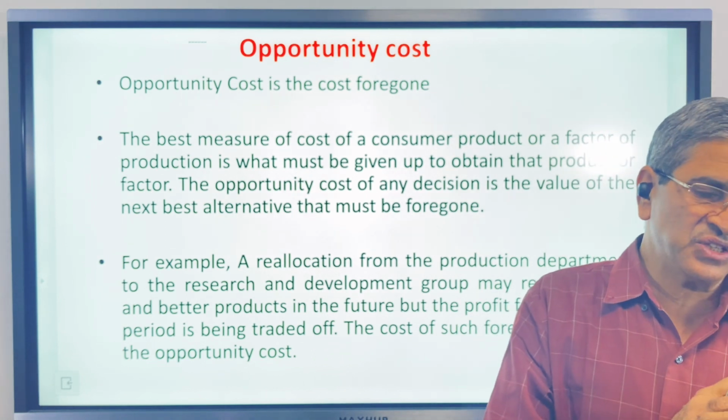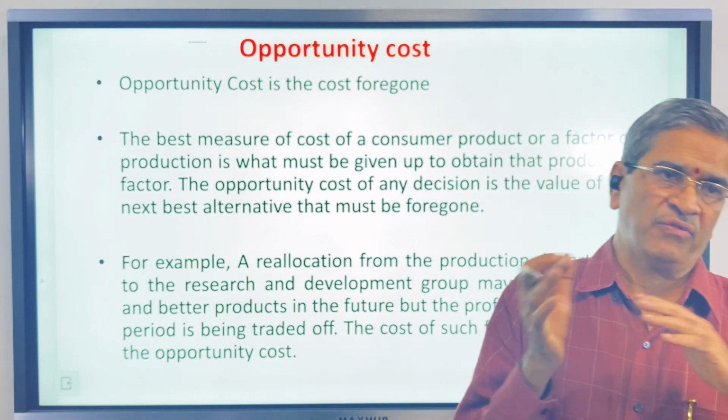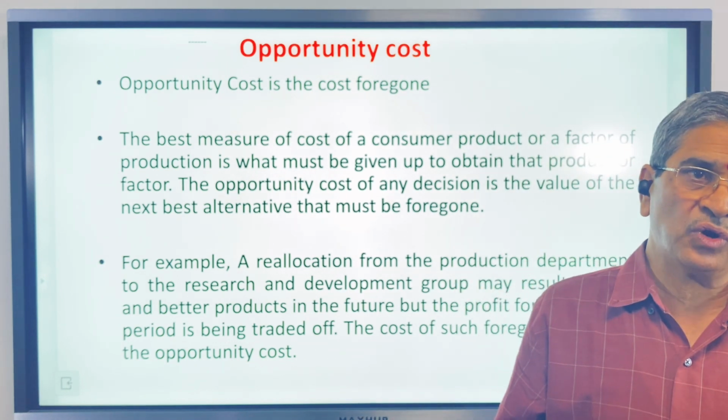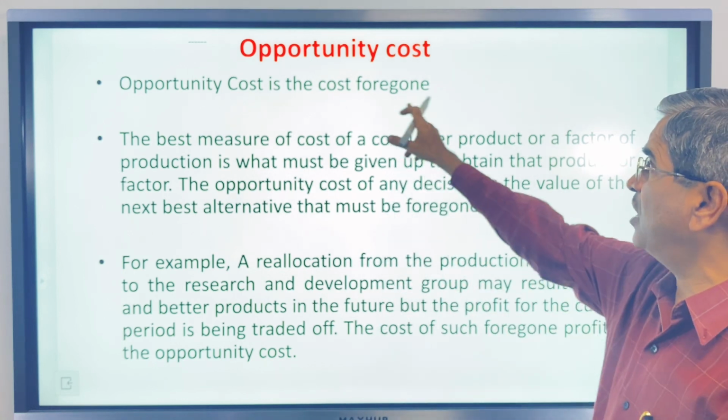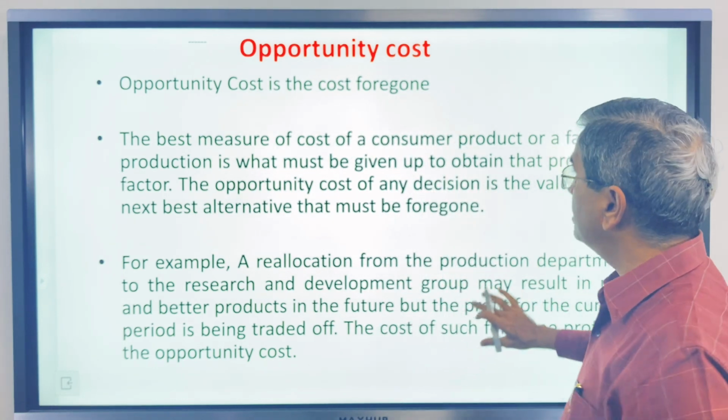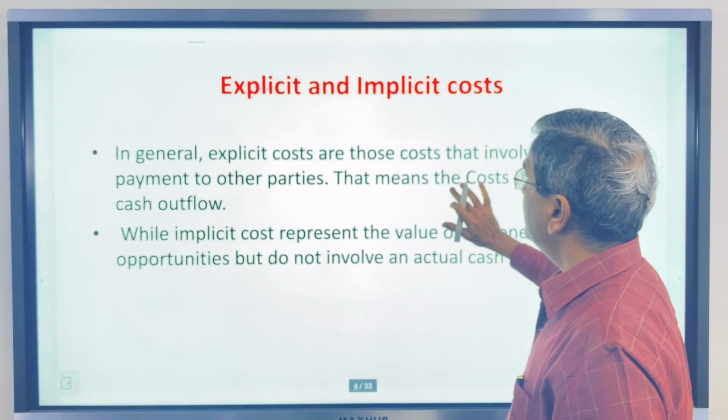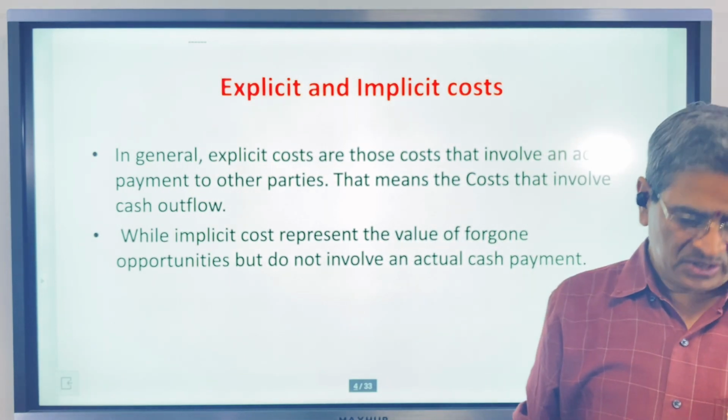If you take X decision, Y is foregone. If you take Y decision, X is foregone. What is foregone is defined as opportunity cost. So that is the concept. And you have explicit and implicit costs.